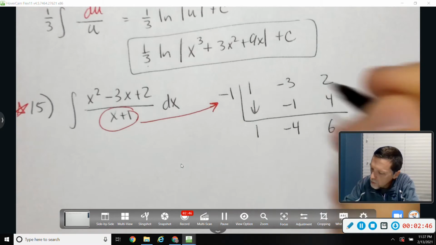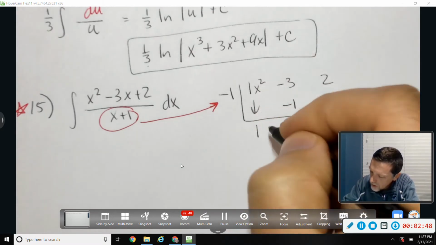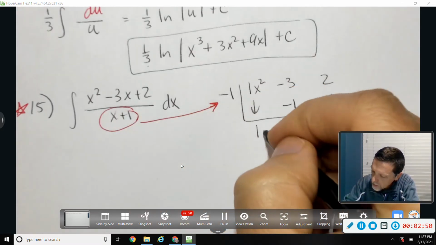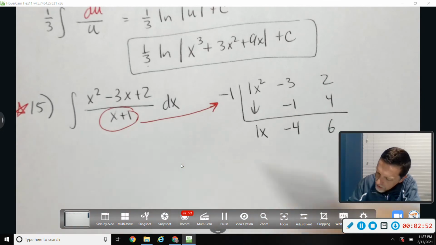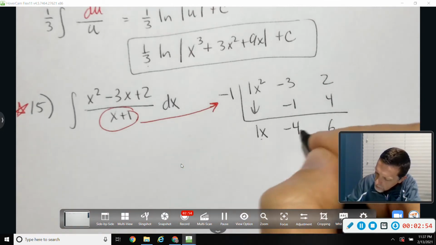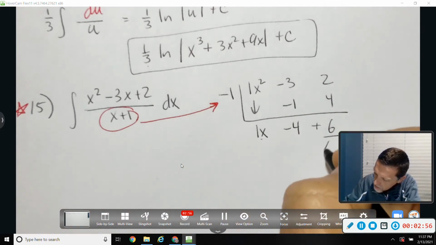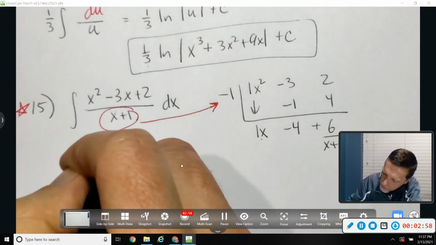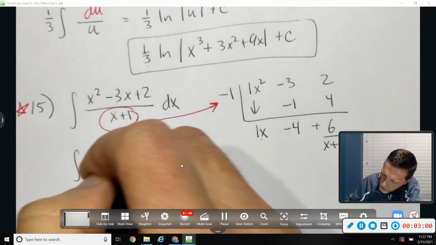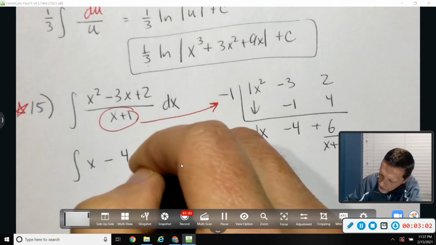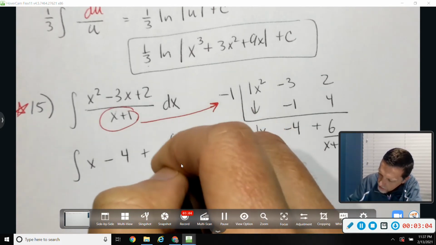And remember what this means. We started with x squared. We divided by x, so we're down to an x. So we've got x minus 4 plus 6 over x plus 1. Again, that's just algebra. We have not done calculus yet.